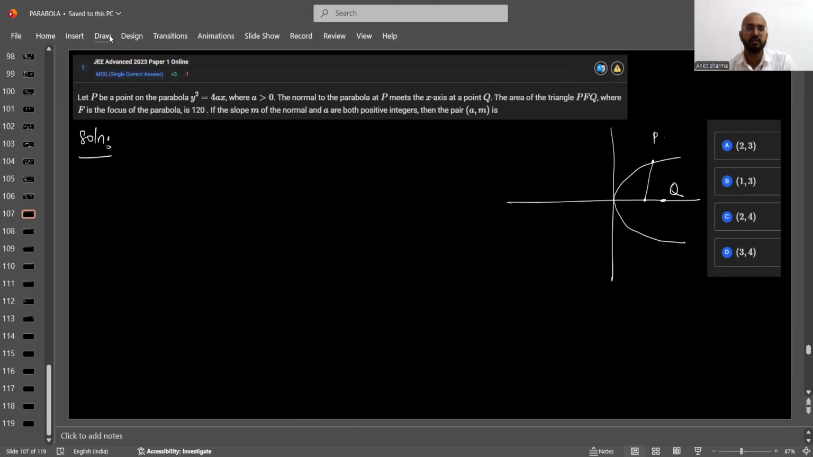Now what is next? The normal here. Yes, this is point F. Now what have they given? If the slope m of the normal and a are both positive integers, then the pair (a, m) is what? All right. So that means we have the standard parabola y squared equals 4ax, and we want to find the area of this triangle PFQ.